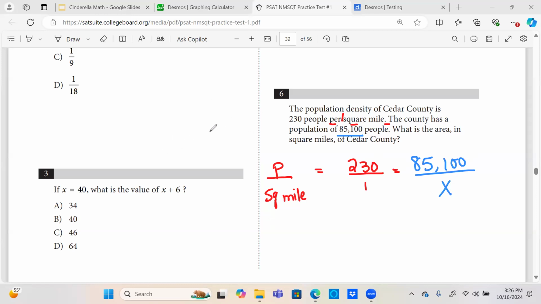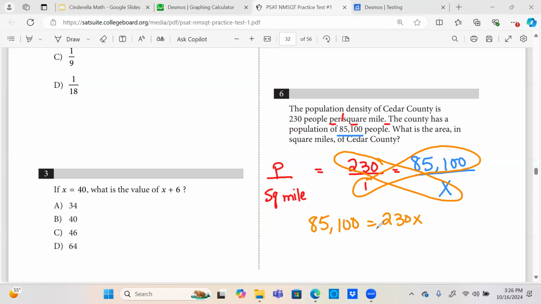So we have set up a proportion, and now we cross multiply. 1 times that 85,100 would be 85,100. 230 times x is 230x. Divide, divide, right through your favorite calculator, whether you're going to Desmos or just using your handheld. And we get 370. So x is 370 square miles. And I think you would just type that in. They'd probably have like square miles on the paper.